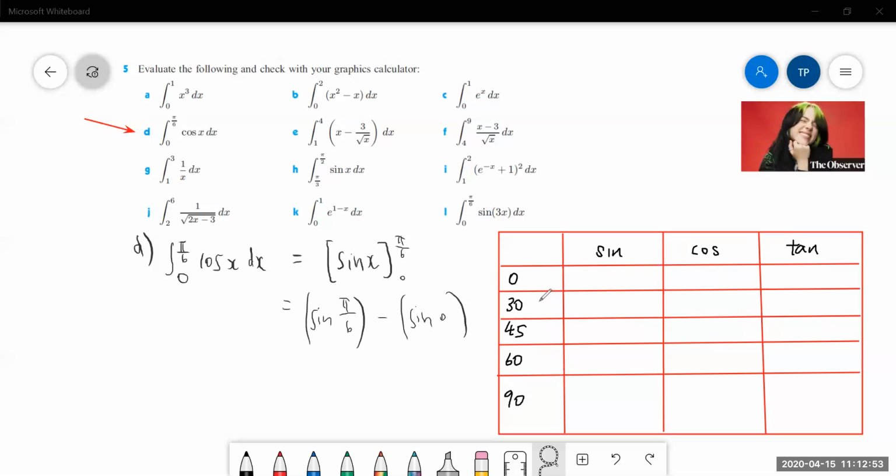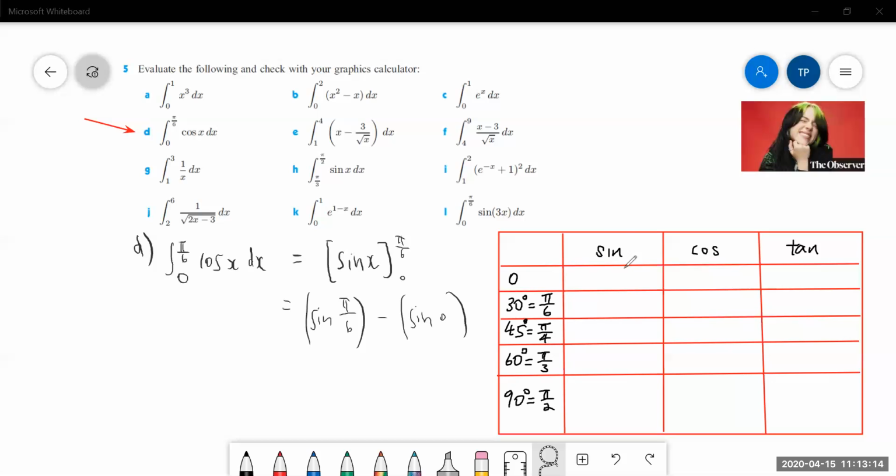0, 30, 45, 60, and 90. Why did I align it to the left? Because I want to show you that 30 degrees is pi over 6, 45 degrees is pi over 4, 60 degrees is pi over 3, and 90 degrees is pi over 2.